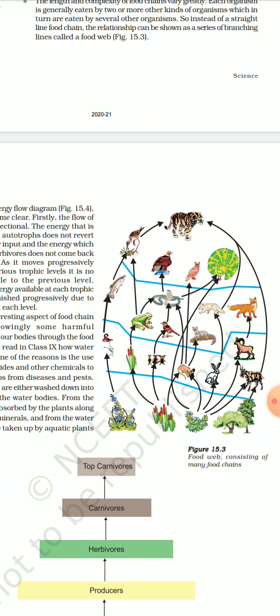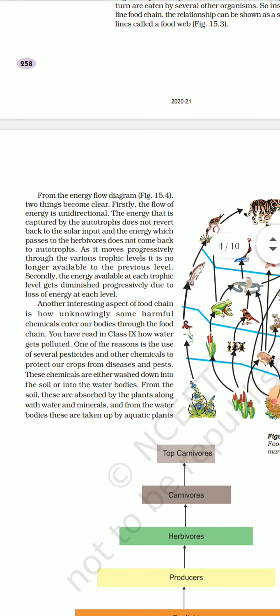The producers are the same. The plants are the producers, that is autotrophs, but every organism is interrelated. From the energy flow diagram, that is 15.2, things become clear. Firstly, the flow of energy is unidirectional. The flow of energy is always unidirectional, that is, from bottom to top. The energy that is captured by the autotroph does not revert back to the solar input, and the energy which passes to the herbivores does not come back to the autotrophs. As it moves progressively through the various trophic levels, it is no longer available to the previous trophic level. So once the energy has moved on, it cannot be reverted back.